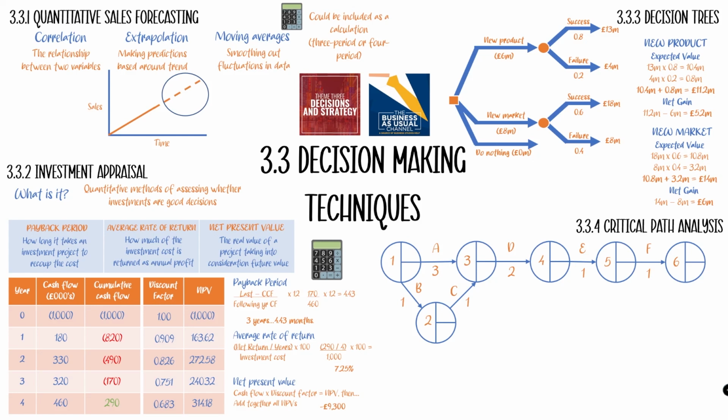So node 1 is the point before A and B begin. Node 2 is the point after B is finished, but before C has begun. If we go along to the right to the end, node 6 is the point at which F is finished. There's obviously nothing coming after F. F's obviously the last activity in this project, but hopefully you can get a bit of an idea of how this all looks. So there's a process we're going to go through in order to calculate this.